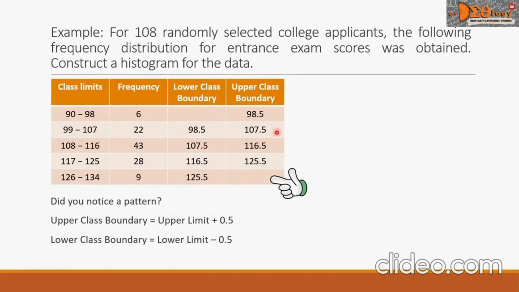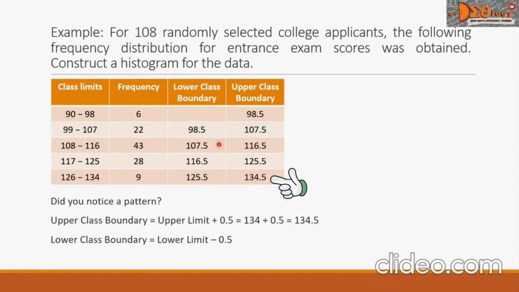And that is also true for this 116.5 and also for 125.5. It means to say, using that pattern, we can simply get the value for our last blank, the upper class boundary of the last class, and that is 134, this upper limit plus 0.5, we will get 134.5 that we can write in here.